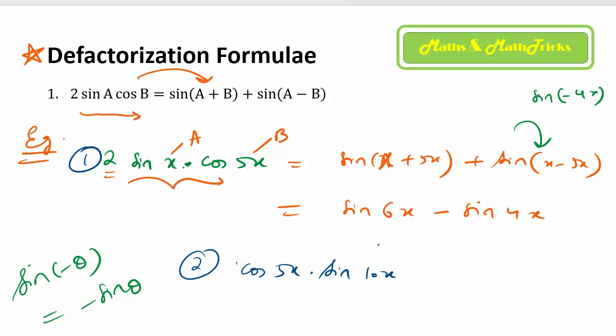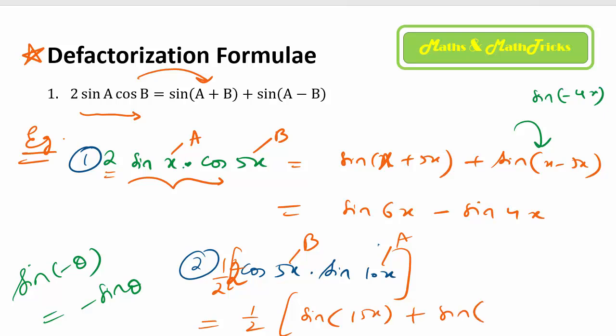Because when you add the formulae, you get twice the term, right? So you can make adjustment of 2, not an issue there. So now this 2 times cos 5x sine 10x, you can express that as sine of a plus b. You prefer what is there with the sine as a, what is there with the cos as b always. So sine of a plus b is going to be 15x, then plus sine of a minus b, going to be sine of minus 5x, which is ultimately giving you the answer. As I said, the answer will be half of sine of 15x minus sine 5x.